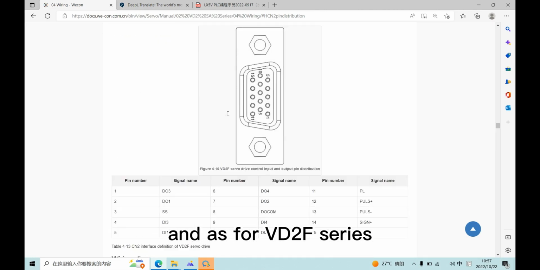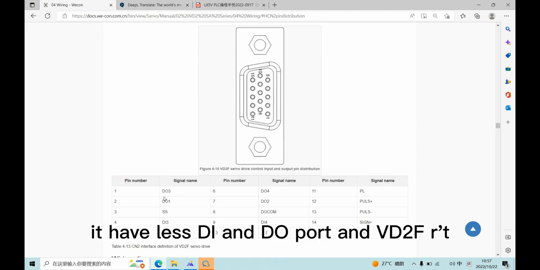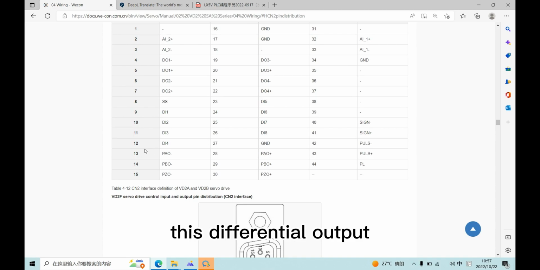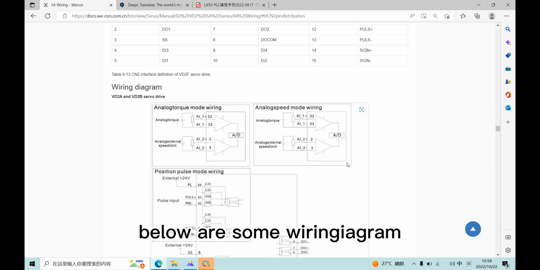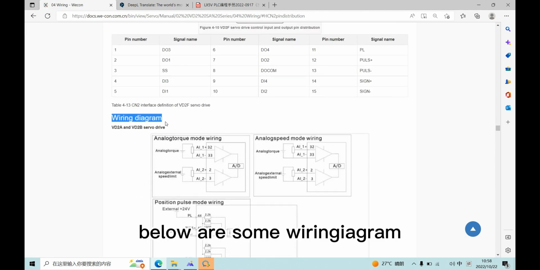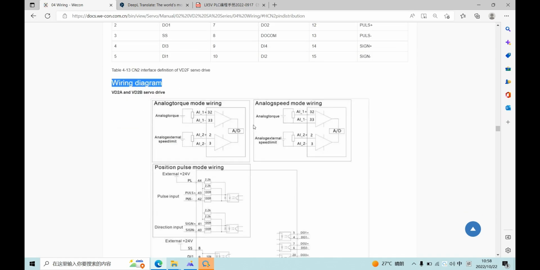And as for the VD2F series, we can see it has fewer DI and DO ports, and it doesn't support this differential output. Below are some wiring diagrams.